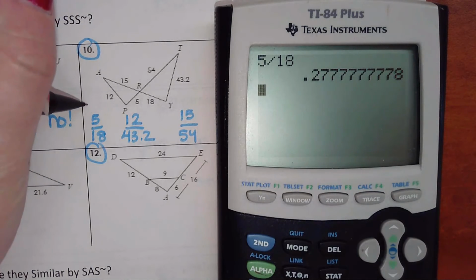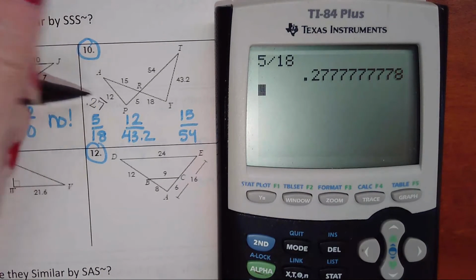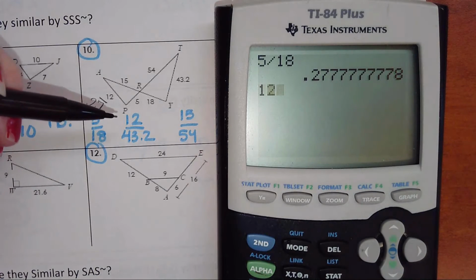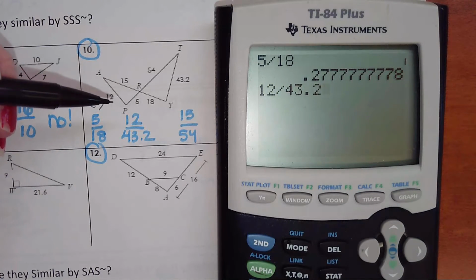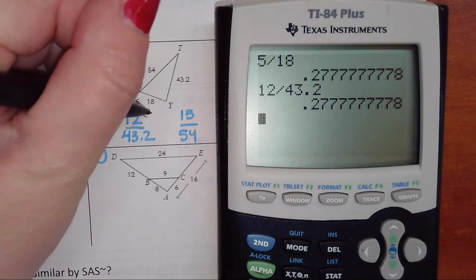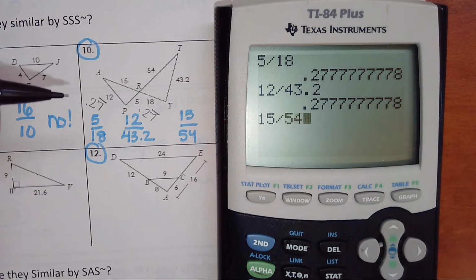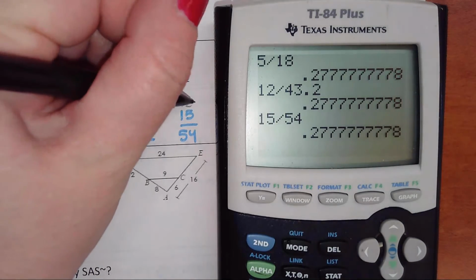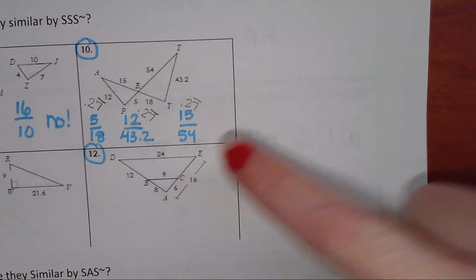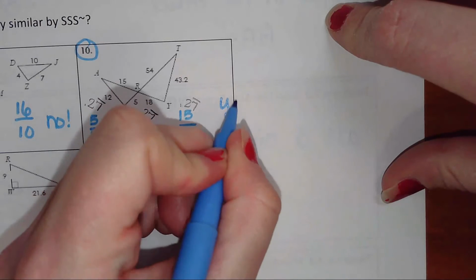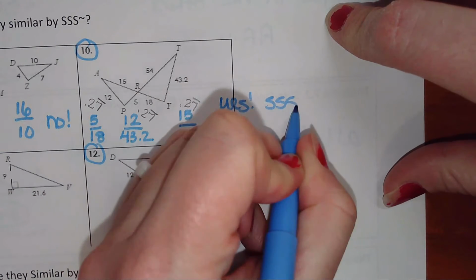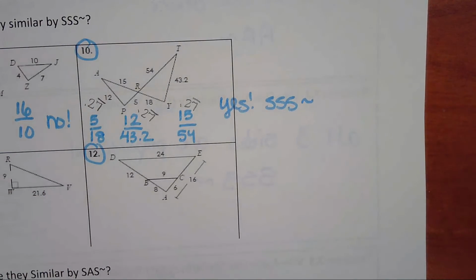So this is 0.27 repeating. 12 divided by 43.2, same thing, 0.27 repeating. So far, so good. Check the third one, 15 divided by 54. Look at that. So are these triangles similar? Yes, they are, by side, side, side, because we showed all 3 sides are proportional.